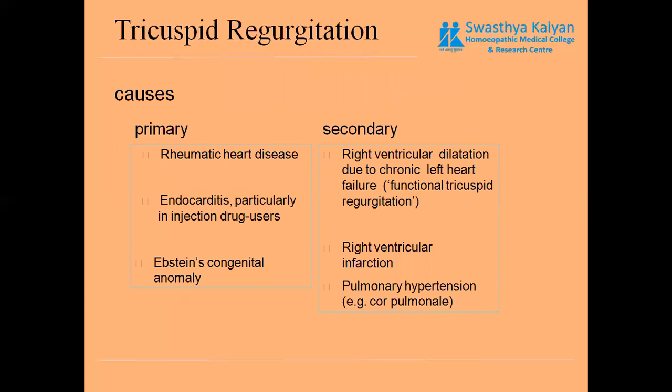The causes are obviously rheumatic heart disease, endocarditis, congenital anomaly, and also pulmonary hypertension, which is also known as cor pulmonale, and right ventricular infarction. As a part of myocardial infarction, if this particular region is getting affected, then this might be a secondary manifestation of myocardial infarction, that is tricuspid regurgitation. Right ventricular dilatation due to chronic left heart failure is also seen.